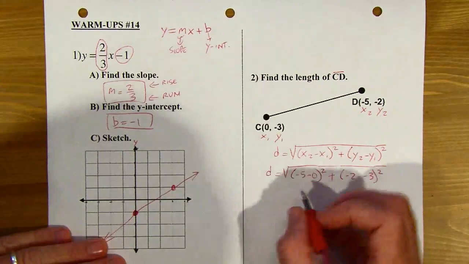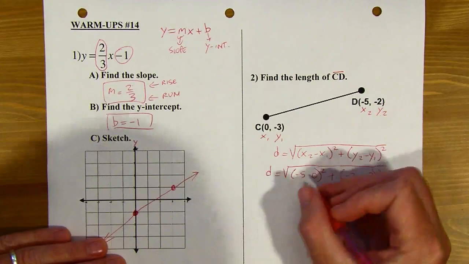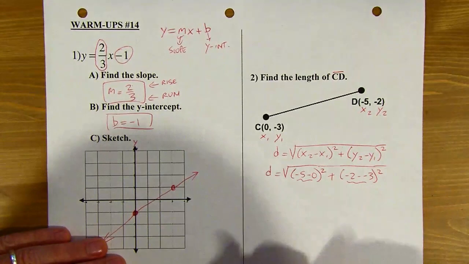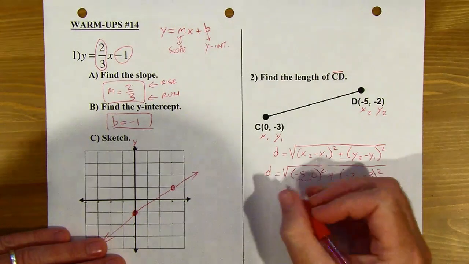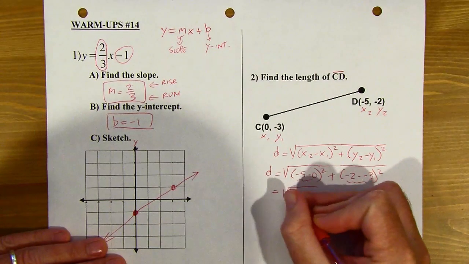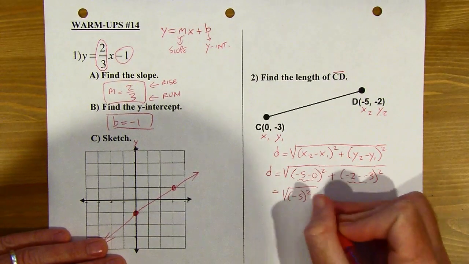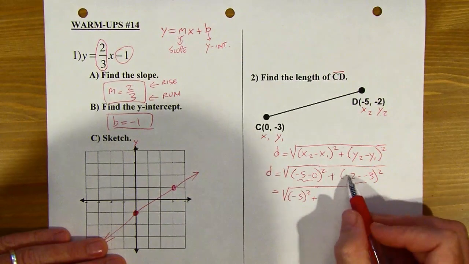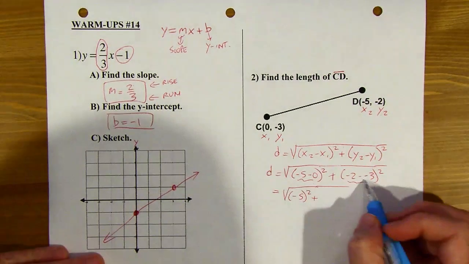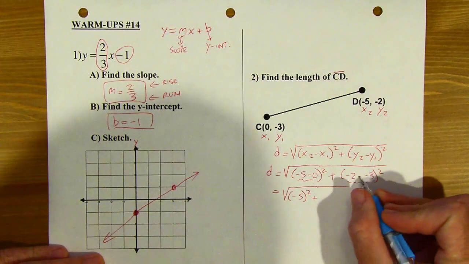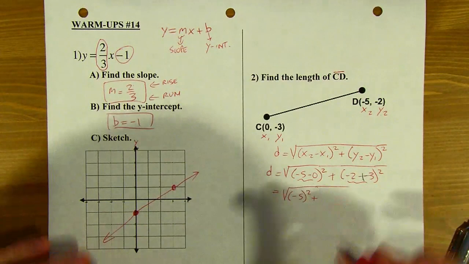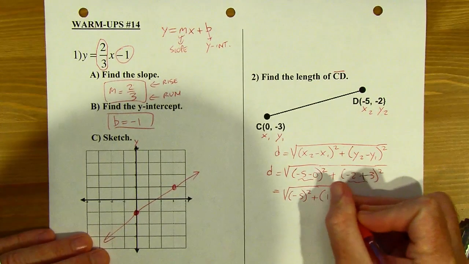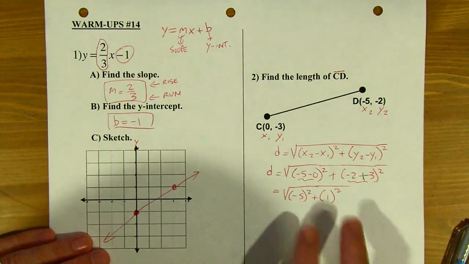Okay? So I'm going to start with the parts in the parentheses. So that means I'm going to start by doing the subtraction here. That doesn't do anything there. So that's -5 squared. And then this would be -2 minus -3. That's the same as -2 plus 3, right? So this is going to come out to 1 squared. Okay? Now I'm going to do the exponents.